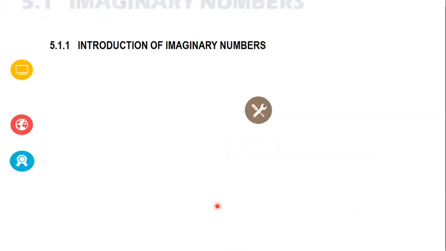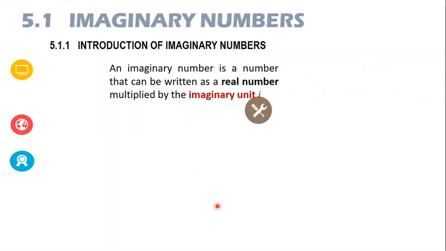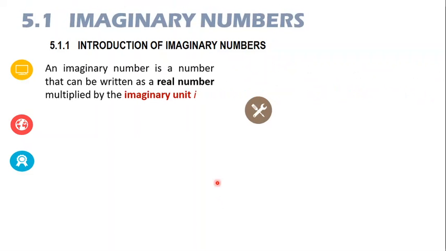5.1.1 Introduction of Imaginary Numbers. An imaginary number is a number that can be written as a real number multiplied by the imaginary unit i. Imaginary unit i is equal to square root of negative 1. I adalah simbol untuk imaginary unit dan nilai dia adalah punca kuasa 2 negatif 1.